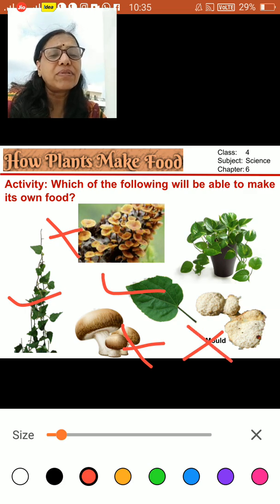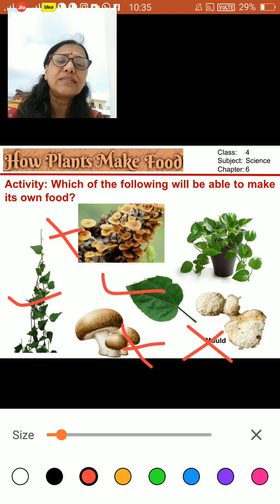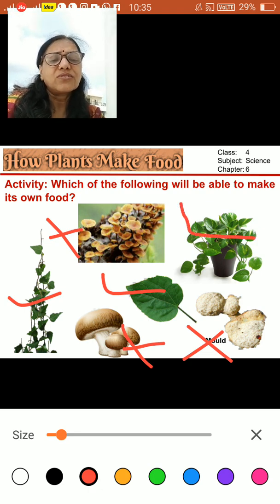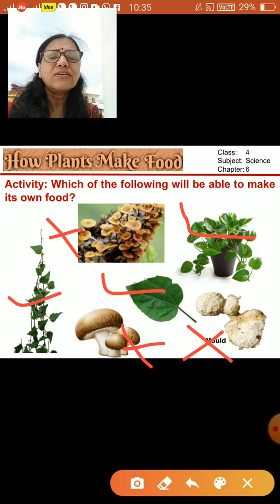Here a potted green plant is there. It is green in color. It has chlorophyll, so it will be able to make food. So this is how some of the things which have green chlorophyll in themselves will be able to make their own food.